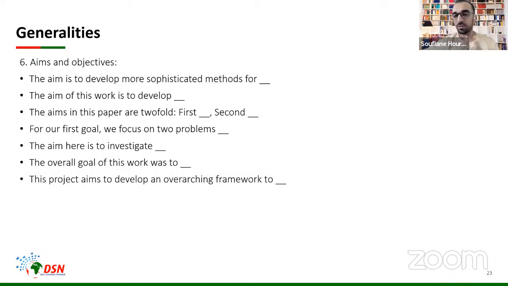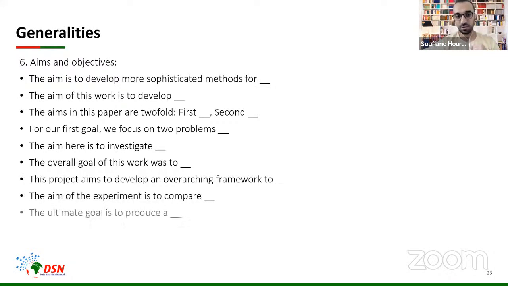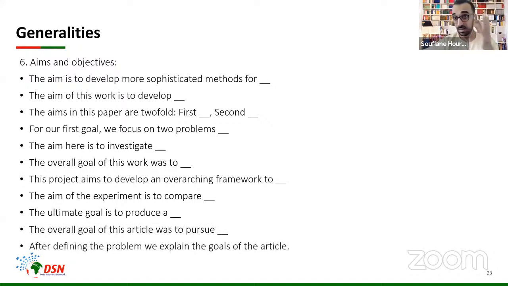So in general, we are using aim or goal, or these words, but aim is the most used one. The aim of the experiment is to compare. The ultimate goal is to produce. The overall goal of this article was to pursue, or something like that, and the others.